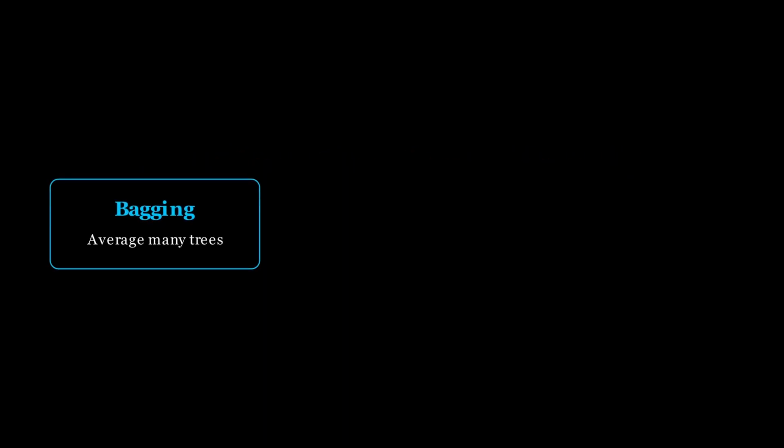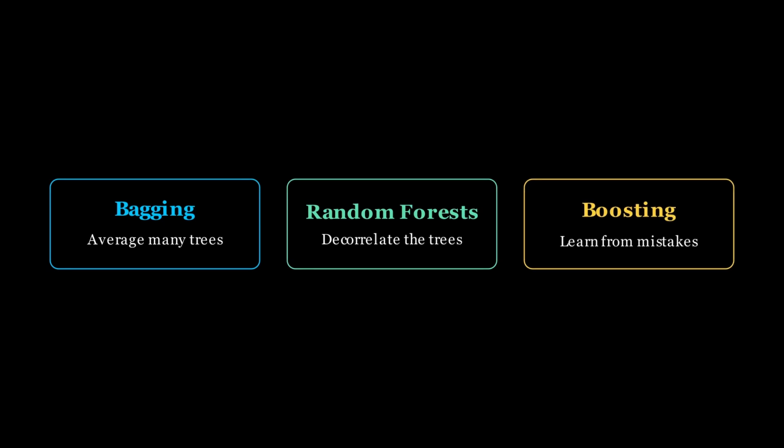Bagging averages predictions from many trees to stabilize the model. Random forests take bagging one step further by decorrelating the trees. And boosting builds trees sequentially, where each new tree learns from the mistakes of the previous ones.